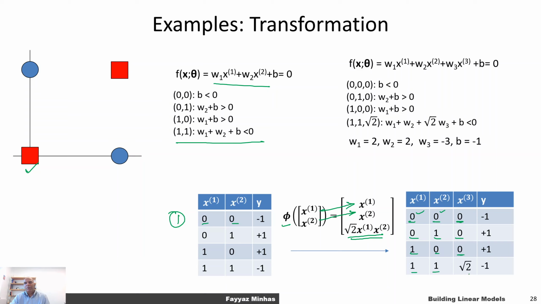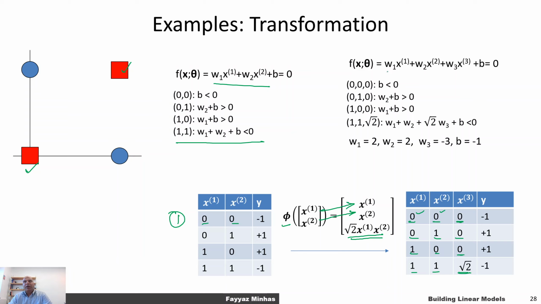And for the fourth point, for 1, 1, we get an additional feature that is 1, 1 and square root of 2. So that means what this transformation does is it maps our problem, which is originally in a two-dimensional space, into a problem in three-dimensional space. And what that allows us to do is the following.